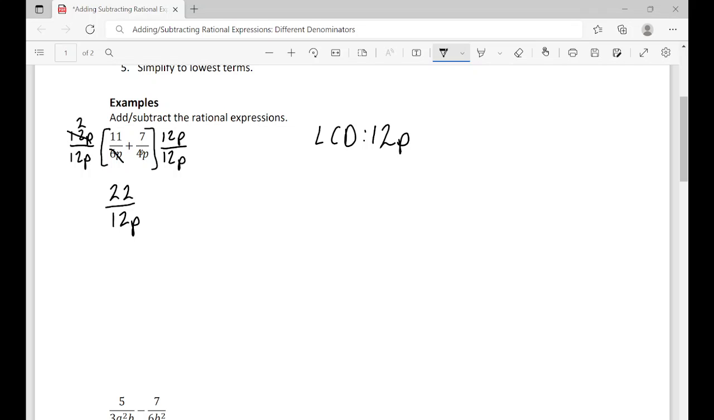I'm going to do the same thing over here. 4p is going to cancel out with itself, and it's going to go into 12p 3 times. So plus 3 times 7, which is 21 over 12p. And then from here, we just add the numerators together. 22 plus 21, and get 43 over our common denominator. And that is the correct way to add two fractions or rational expressions together.